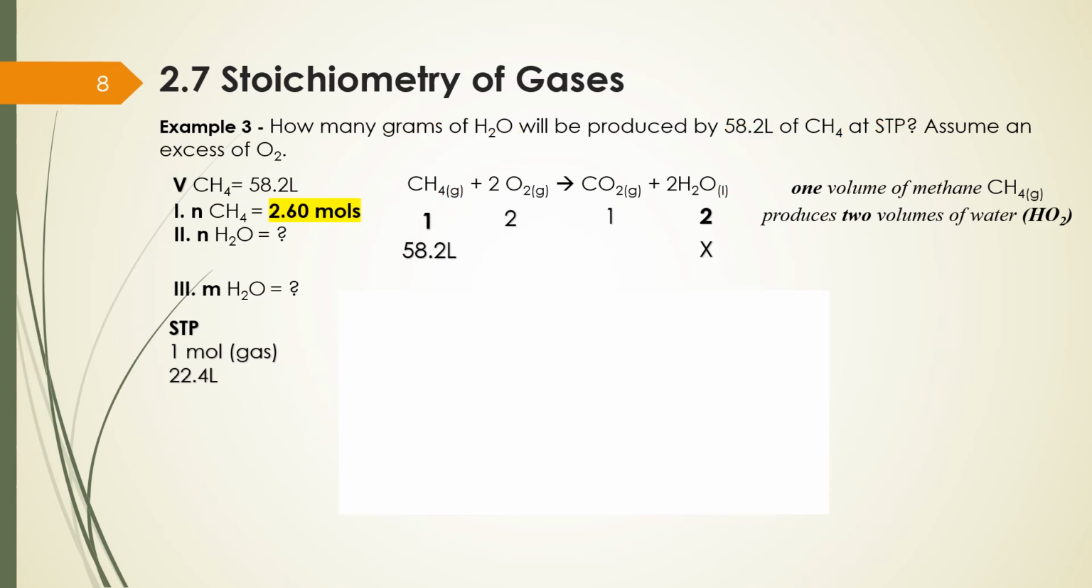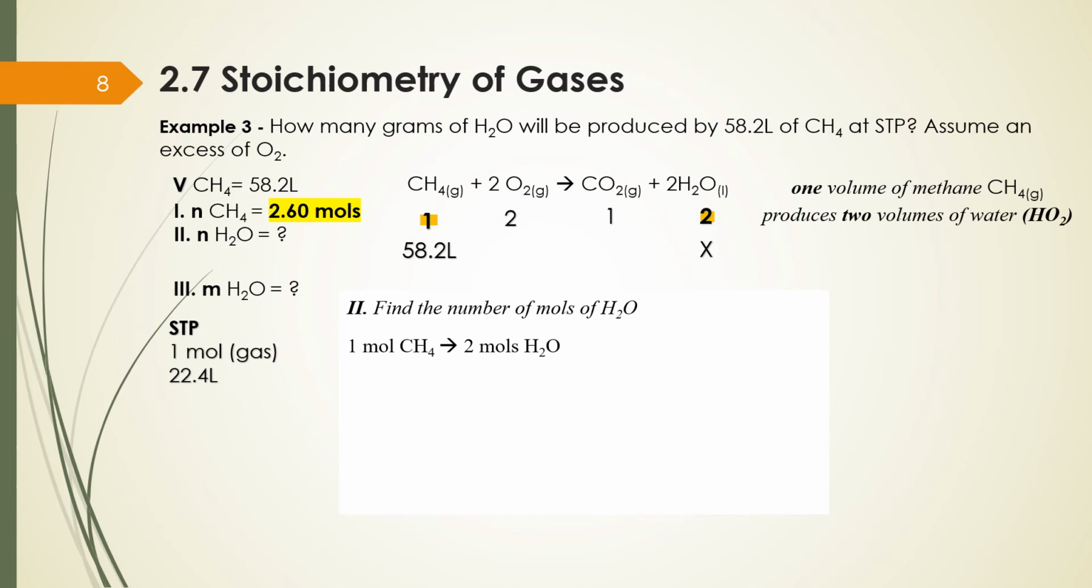Okay, so my first step, answer already. So how many moles do I have in 58.2 liters? 2.6 moles. Okay, now the second step, I need to calculate the number of moles of water. So find the number of moles of water. I'm going to use the ratio now, okay, because moles and moles I can compare. So from here, I know that for 1 mole of CH4, methane, I have 2 moles of water.